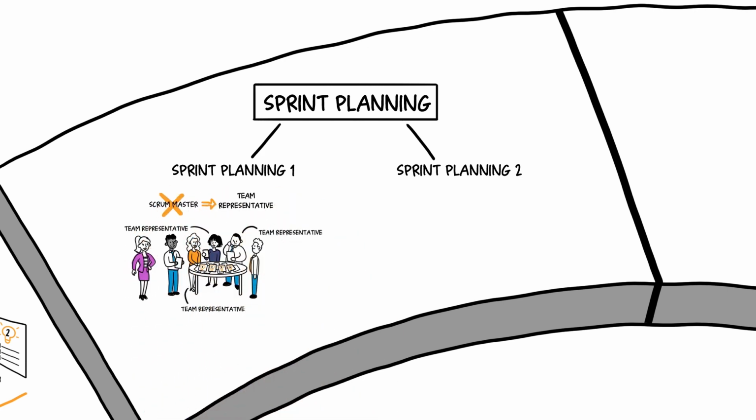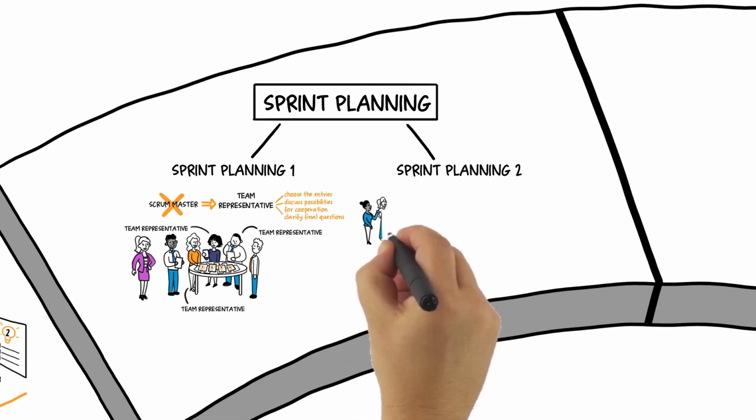The representatives choose the entries their respective team will implement in the next sprint, discuss possibilities for cooperation, and clarify final questions. As they do this, they want to ensure that there is as much overlap as possible between the items they will be working on, to create many opportunities for collaboration and maximize knowledge of the product. The product owner determines the prioritization of the entries, but stays out of the discussion of the team representatives as much as possible.